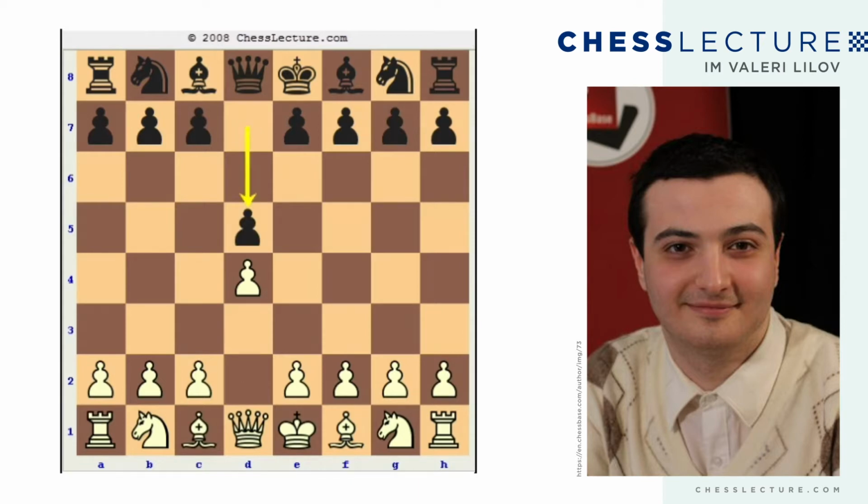d4, d5, c4, c6, knight to f3, and knight to f6.